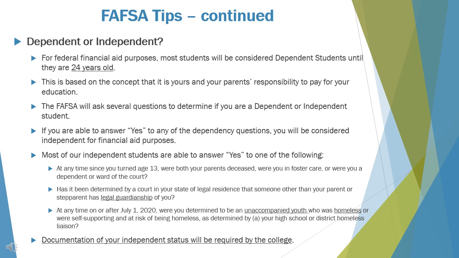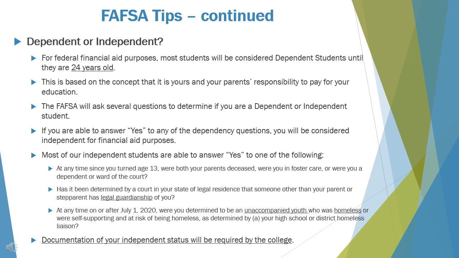For federal financial aid purposes, most students will be considered dependent students until they are 24 years old. This is based on the concept that it is yours and your parents' responsibility to pay for your education. The FAFSA will ask several questions to determine if you are a dependent or independent student. If you are able to answer yes to any of the dependency questions, you will be considered independent for financial aid purposes. Most of our independent students are able to answer yes to one of the questions listed here.